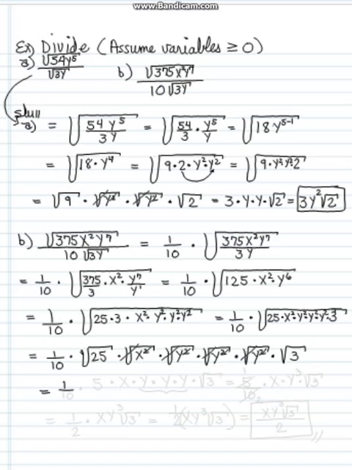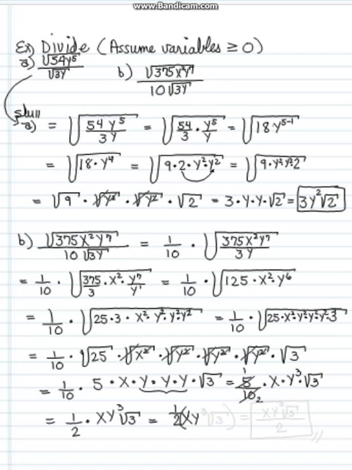Cancel the squares and the square roots. Square root of 25 is 5 times x times y times y times y times that poor square root of 3 is 5 over 10 times x times y to the 3rd power times the square root of 3. And that simplifies to 1/2 times x, y to the 3rd power times the square root of 3. And you can write it with the 1/2 separated from the rest of it. And notice that that's the same as just putting the numerator over the denominator 2.